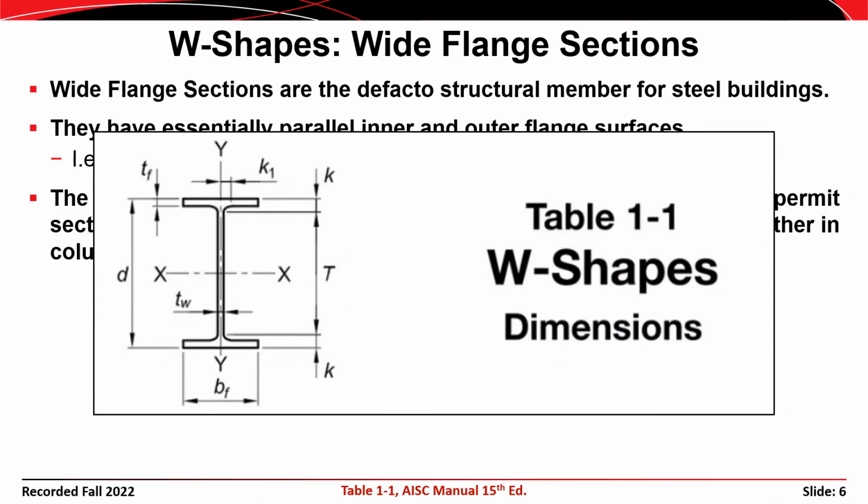So the T dimension of W shapes is illustrated here. This is a figure out of the AISC manual where you would look up the properties of rolled sections. And the T dimension is basically the distance from the inside of one flange to the inside of the adjacent flange. Now it does include some of the fillet between the web and the flange of the section, but basically it's the distance between the inside surfaces of the flanges.